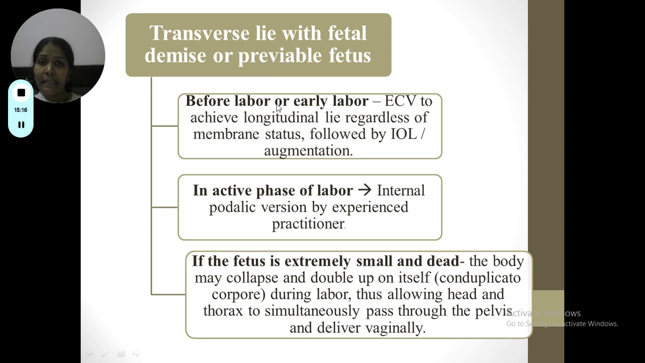Transverse lie with fetal demise or a pre-viable fetus. Before labor or in early labor, ECV can be done to achieve a longitudinal lie regardless of the membrane status, followed by induction of labor, because the fetus is already demised or it is a pre-viable fetus. In the active phase of labor, internal podalic version can be done by an experienced practitioner. If the fetus is extremely small and dead, the body may collapse and it can be delivered as a conduplicato corpore, passing through the pelvis.